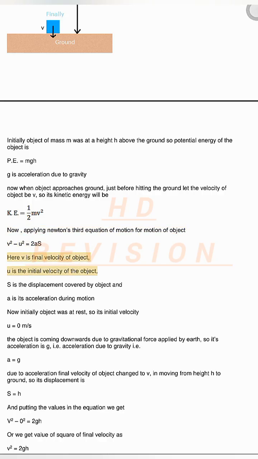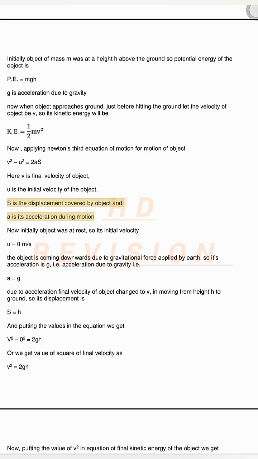Here v is the final velocity of the object, u is the initial velocity of the object, s is the displacement covered by the object and a is its acceleration during motion. Now initially the object was at rest, so its initial velocity u equals 0 meters per second. The object is coming downwards due to the gravitational force applied by Earth, so its acceleration is g, i.e. acceleration due to gravity.